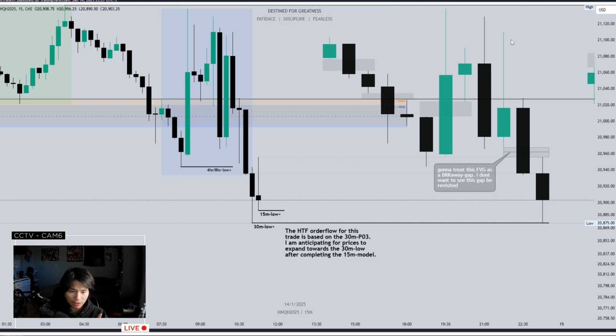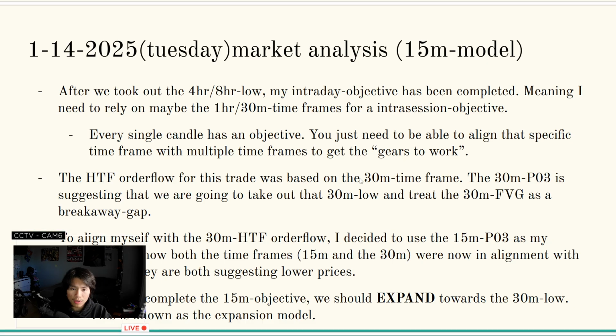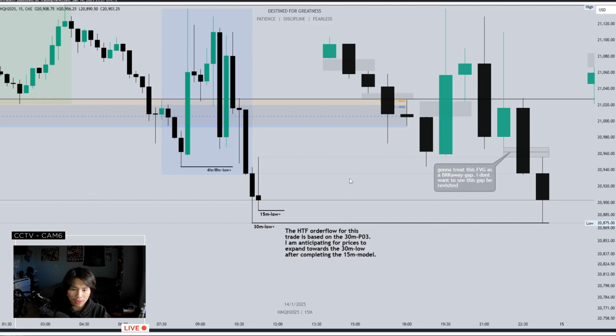Here you guys are going to start to realize that this higher time frame thing that he's talking about is fractal, right? You can apply that same concept, that same theory, on every single time frame, because every single candle has an objective, right? This 15-minute candle's objective was for us to take out that 15-minute low. Like I said before, this 4-hour objective was for us to take out that 4-hour low. And there will be those things that present themselves all the time, right?